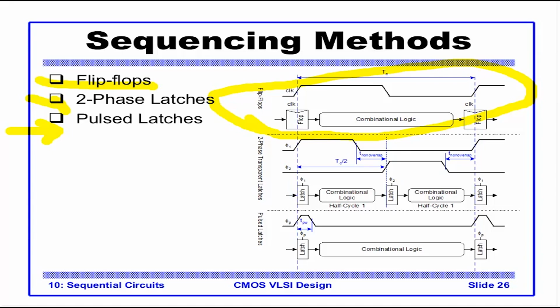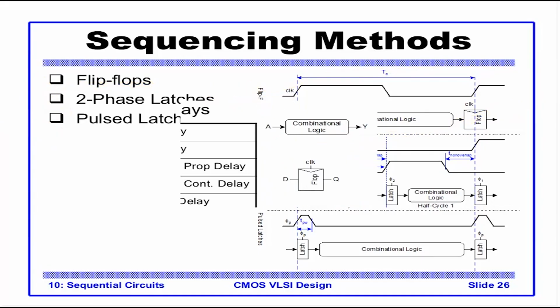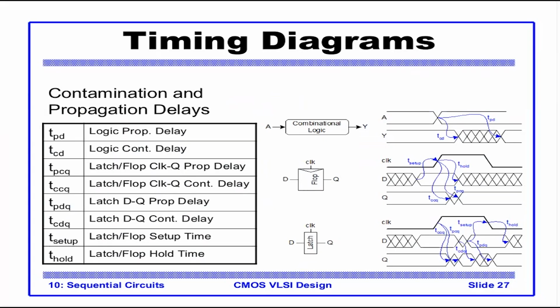Right. Now let's look at a few things here. Let's look at the timing diagrams. What timings will we consider when we go into sequencing? A combinational logic has two types of delays: one is the max delay, the other is the min delay. That is, the time it takes for the input to reach the output.